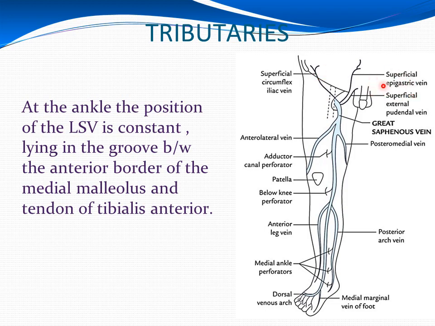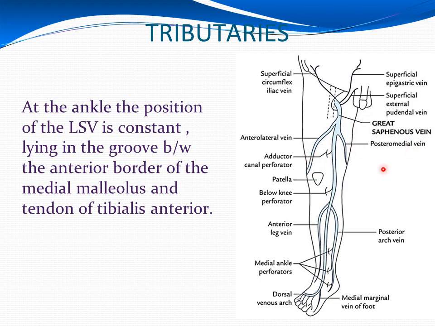So these are the veins just before piercing the cribriform fascia. We have superficial epigastric, superficial circumflex iliac and superficial external pudendal. So they drain into the femoral vein.